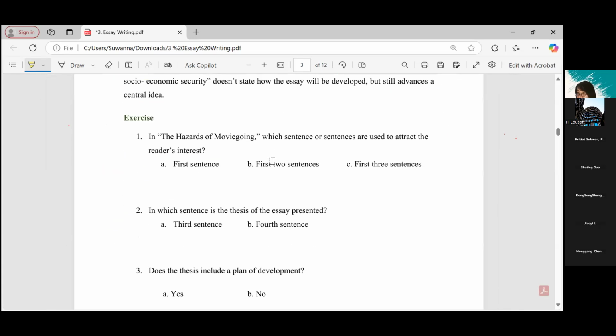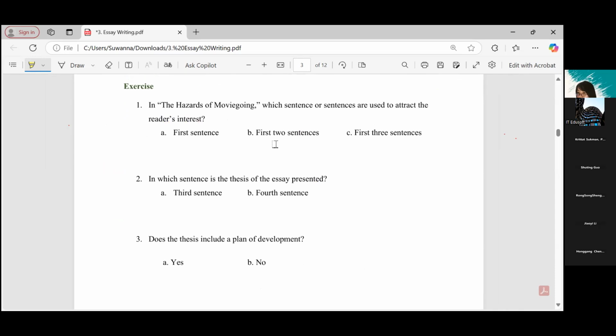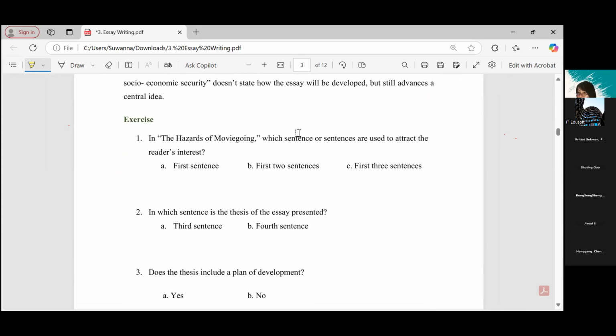But right now, I have some exercises for you. You may refer back to the sample essay I gave you, and please complete the following exercise. You have 4 items. It should not be that difficult. I'll give you some moment, okay?